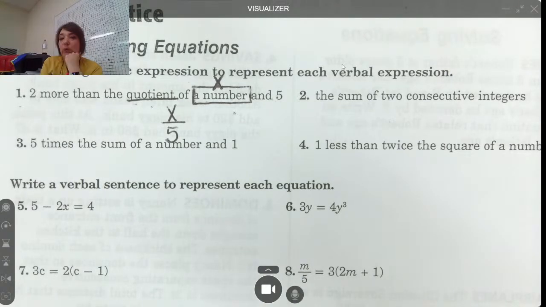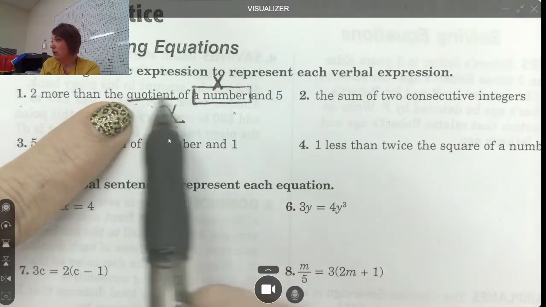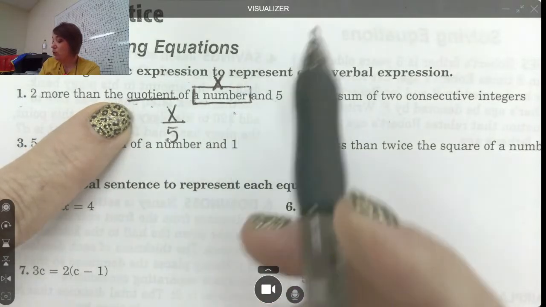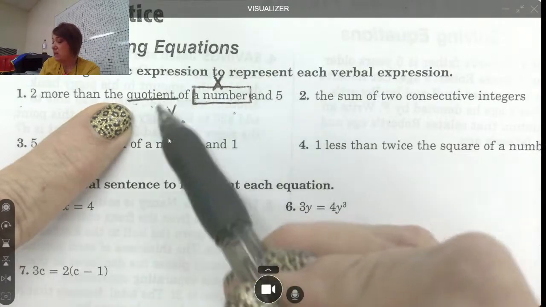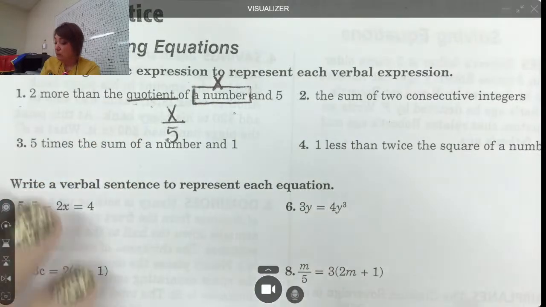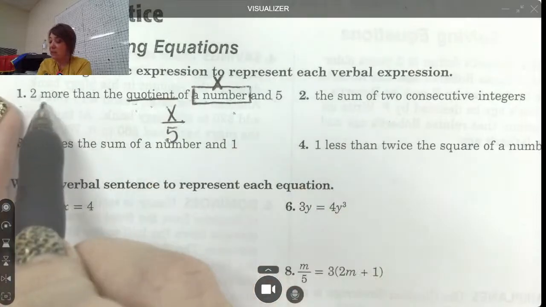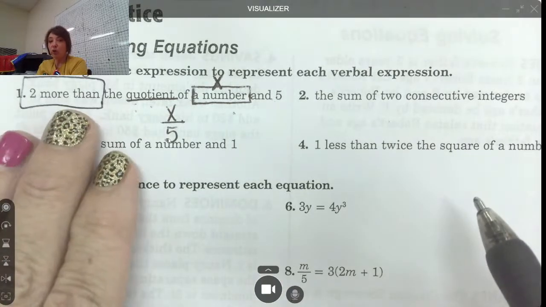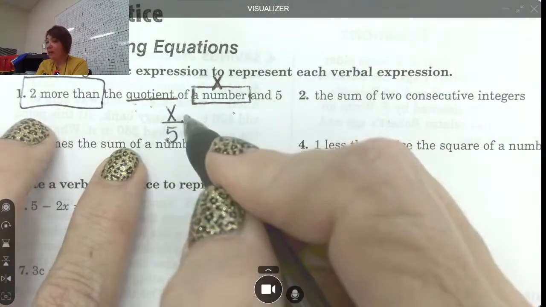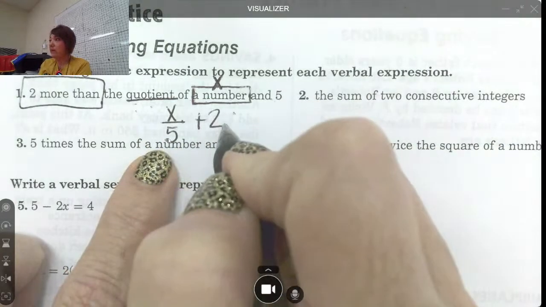Okay, so we've got this x divided by 5, right? Anytime you're doing the quotient of, the product of, the difference of, anytime you do that, you do them in order. So if it says the quotient of a number and 5, x goes on top, 5 goes on bottom. Then we branch out some more. What else are we doing to that? So then it says 2 more than. So that means that we're doing 2 more than this stuff. So how do we show 2 more than that stuff right there? We just add 2. And that's our answer.